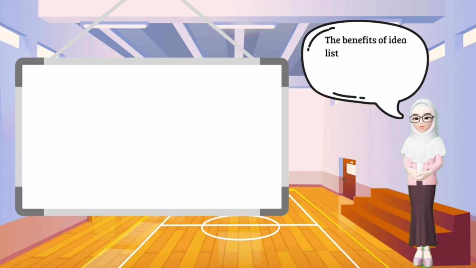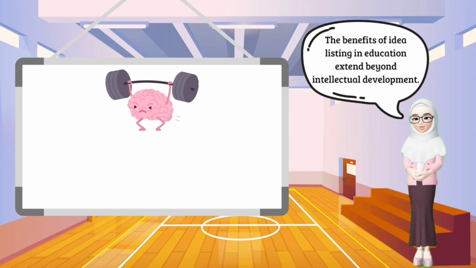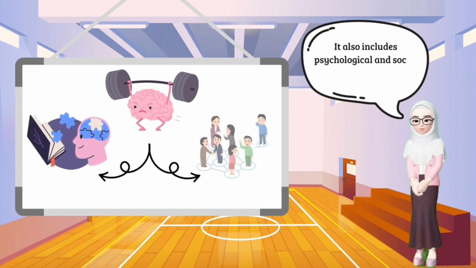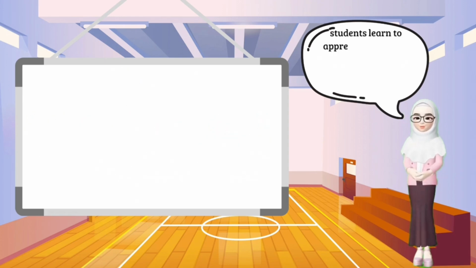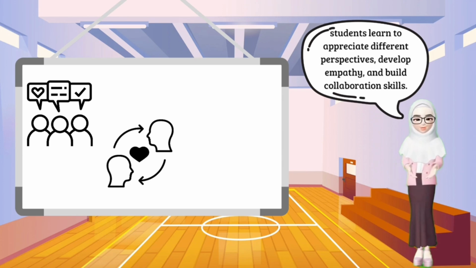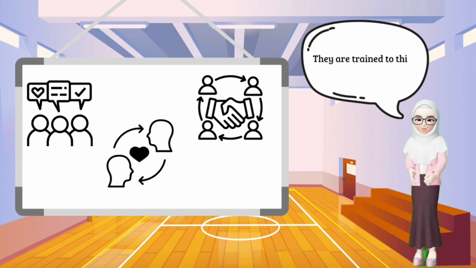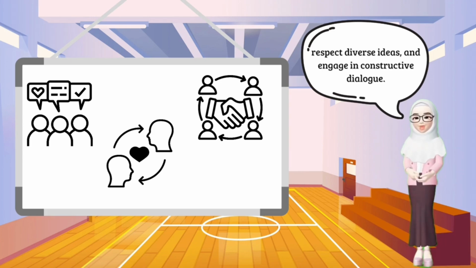The benefit of ideal listing in education extend beyond intellectual development. It also includes psychological and social aspects. Through this method, students learn to appreciate different perspectives, develop empathy, and build collaboration skills. They are trained to think inclusively, respect diverse ideas, and engage in constructive dialogue.